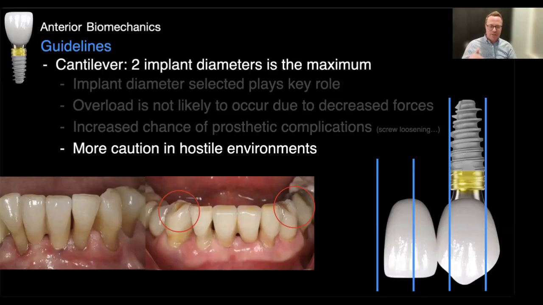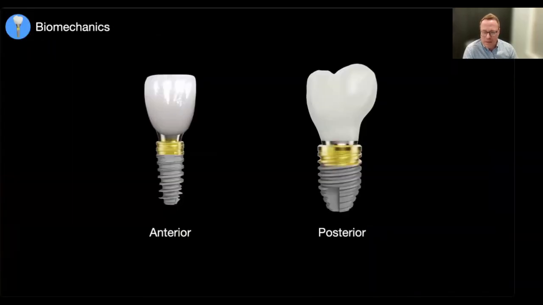So what happened is initially there was no contact on that restoration, but over time, as the canines wore down, all of a sudden they picked up some contact. And so they had screw loosening at 2.5 years. So again, those are the things that can happen when we do this. And that's where we got to really be careful. Now, when we talk about posterior implants, it's a little different.